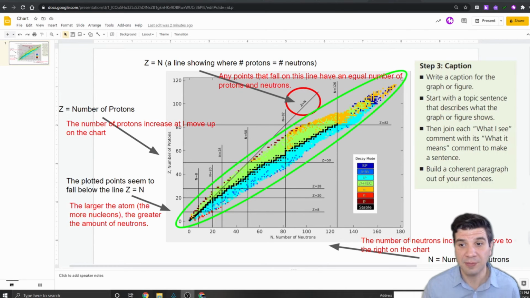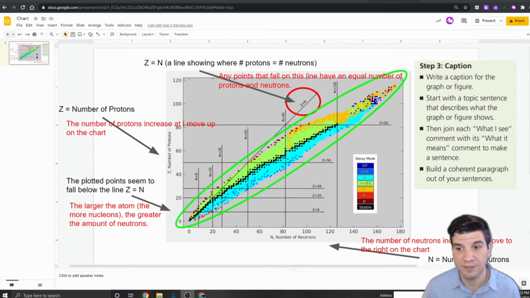Step 3, caption. Write a caption for the graph or figure. In this case, we pretty much interpreted the graph to be that the greater the number of nucleons within the atom, the greater the amount of neutrons. If you go back to the video that was embedded in the slides and watch it, you'll see that neutrons act as a type of glue that holds together those subatomic particles, in particular the protons, to keep them from pushing each other apart due to the strong nuclear force.